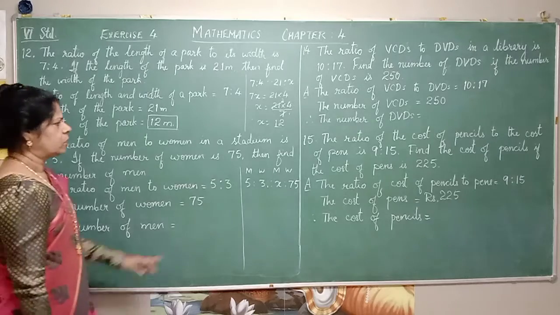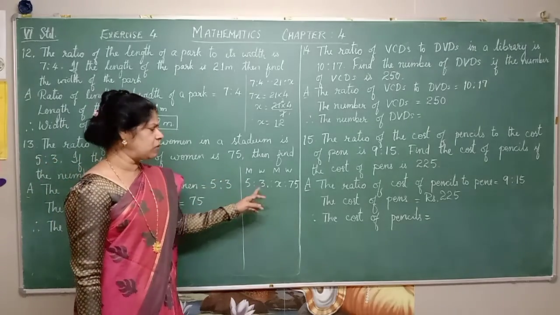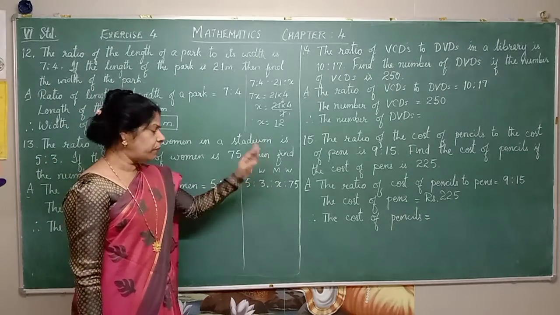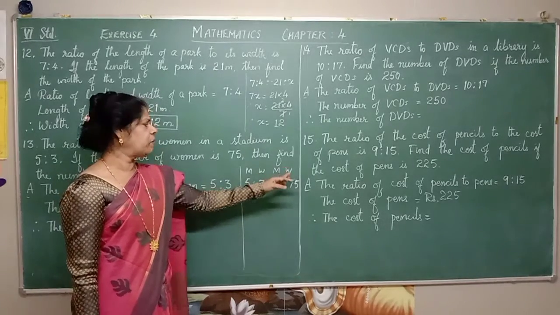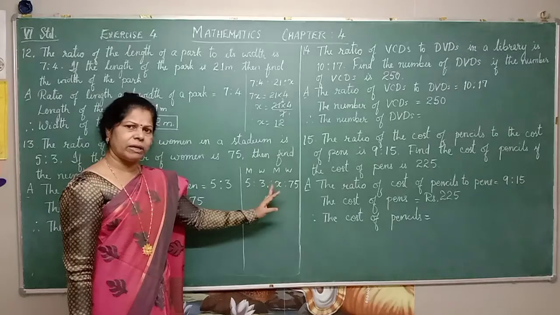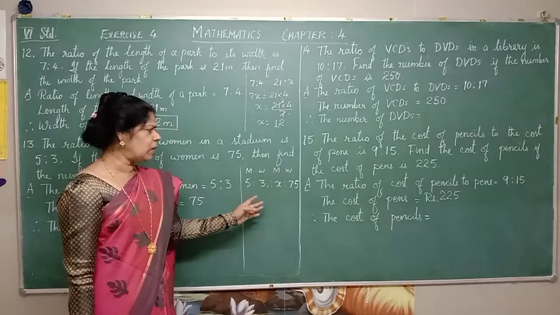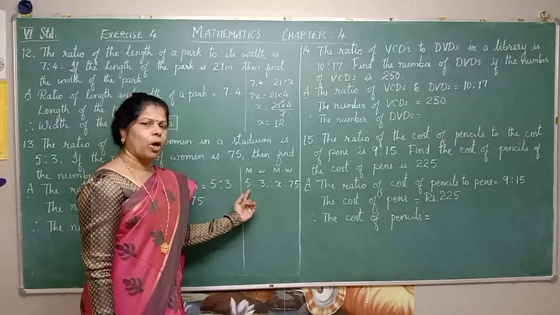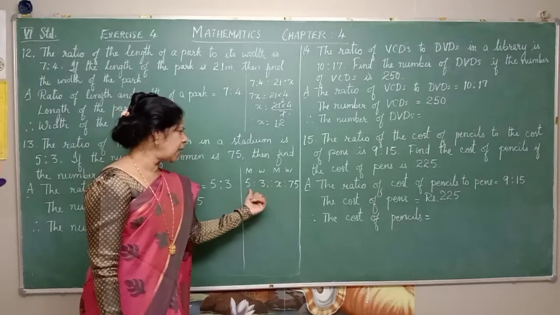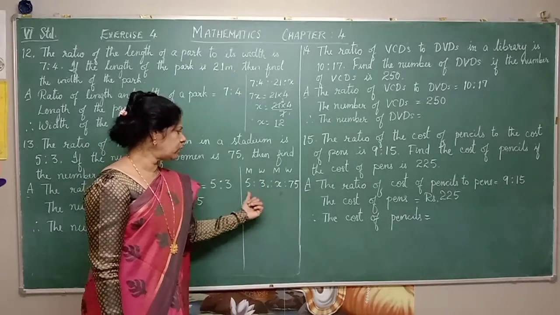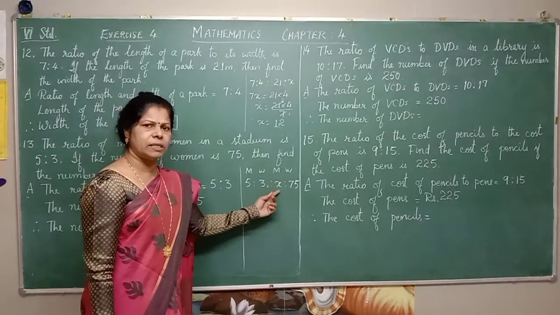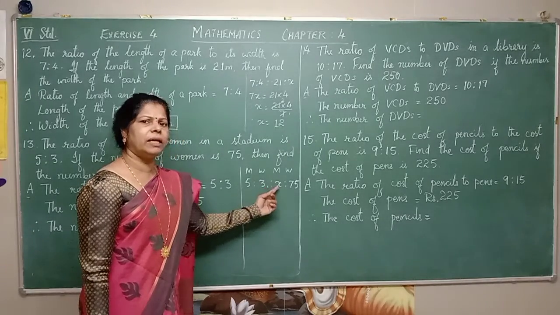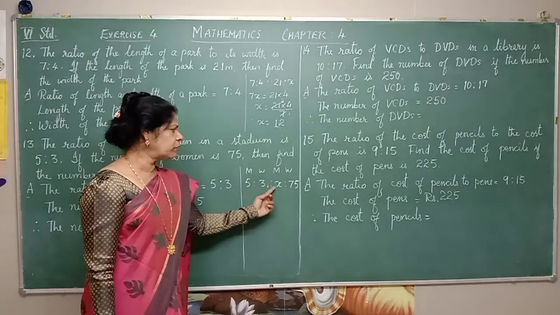Okay? So the men to women ratio is 5 is to 3. You have to find the men. Men is not given, so you put X. And women is 75, already given. So again, what does the rule say? Product of extremes, A into D, is equal to product of means. What is the means here? 3 into X. So we have to find out X, isn't it?